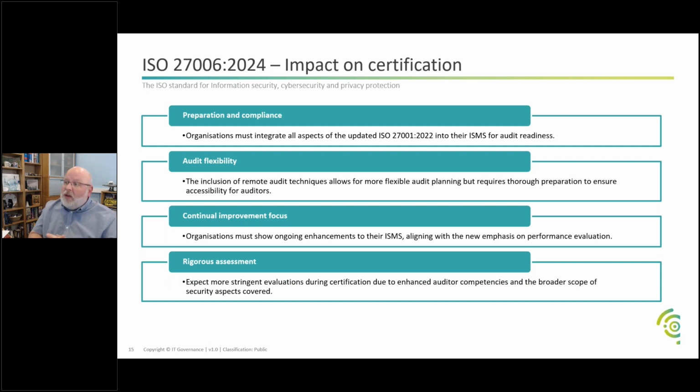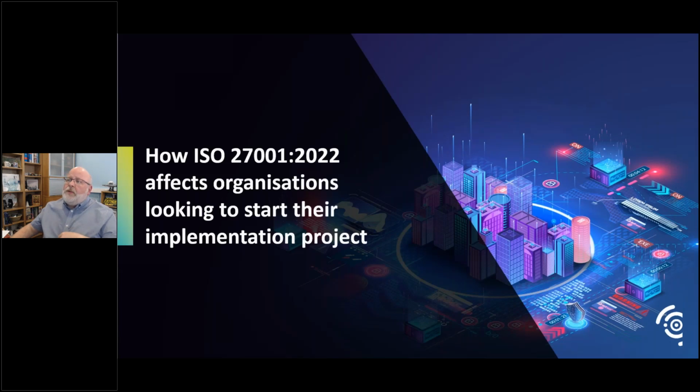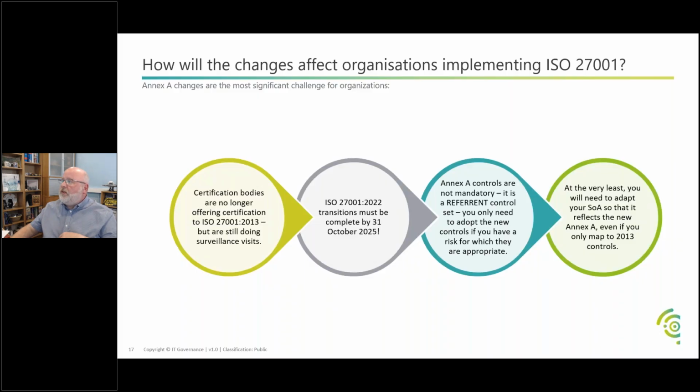Organisations must show ongoing enhancement of their ISMS and expect more stringent evaluation during certification due to enhanced auditor competence. So it's just sharpening their pencil, making sure they've got everything covered correctly. So how does ISO 27001 affect organisations? We can start there with implementation.